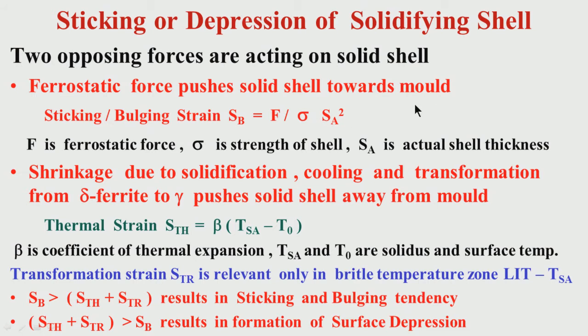Whether delta or gamma will form depends on the chemistry, and the strength of the shell depends on whether it is delta or gamma. Gamma has a high temperature strength of about 5 times that of delta ferrite. This is important, and the actual shell thickness is determined, as I have mentioned many times, by microsegregation. If the microsegregation is more, the shell thickness is also less. So, the sticking or bulging strain can be found out from this relation.